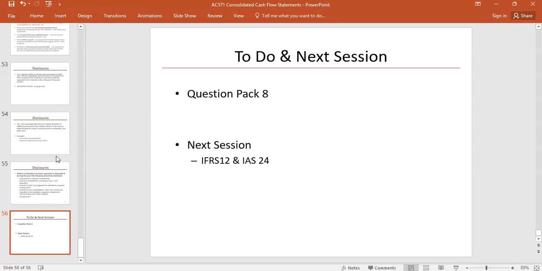So have a look at question 8. We've done question 3 and 4, basic ones. You have to look at question 5 now, and question 6 and question 9, more exam level questions, are also available as online recordings. In next week's session then we'll start to look at the last topic around IFRS 12, which is consolidated disclosures, and IAS 24, which is related party transactions and related party disclosures.